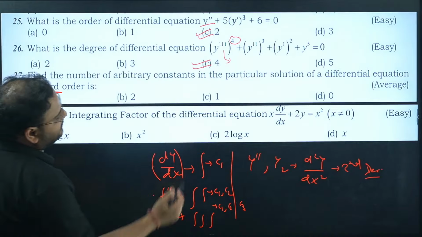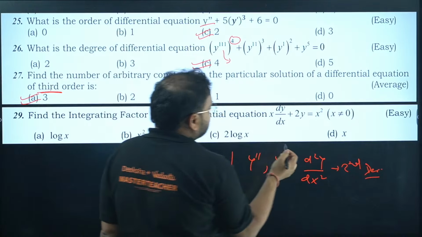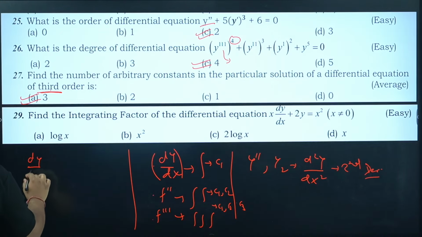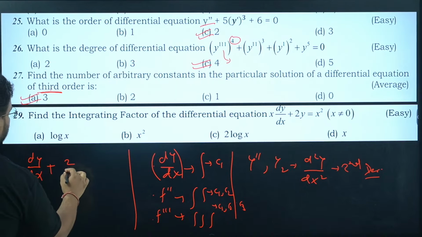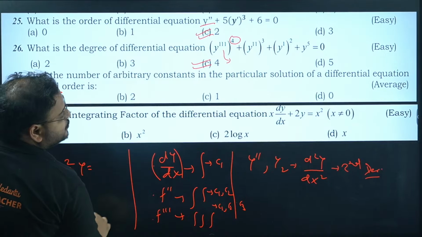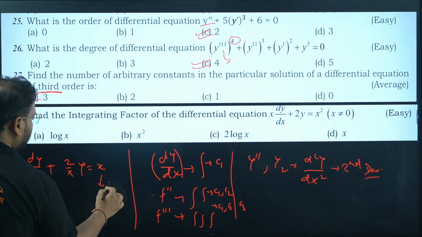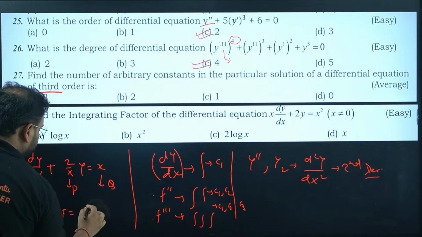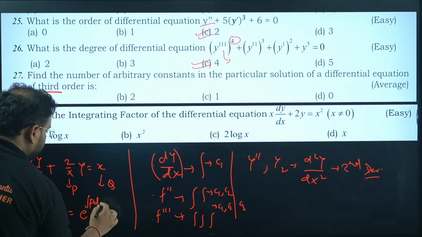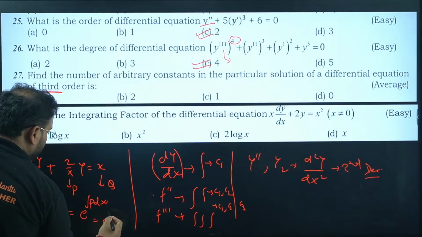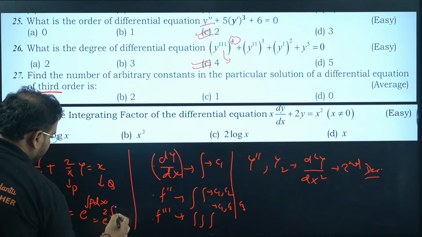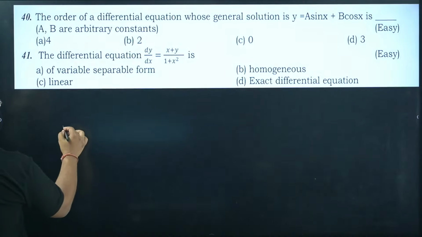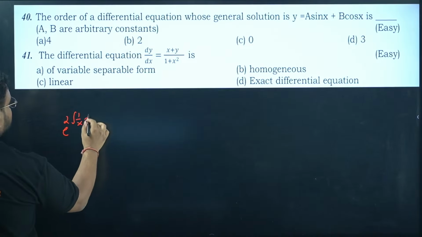Find the integrating factor of the given differential equation. This is an LDE, right? Question is given like this: dy by dx plus 2 upon x into y equals x. This is your value of p, this is the value of q. So integrating factor is given by e power integral of p dx. Am I right? So I'll get e power 2 outside and integral of 1 by x dx. Please check, e power 2 outside, integral of 1 by x dx will be what, dear?